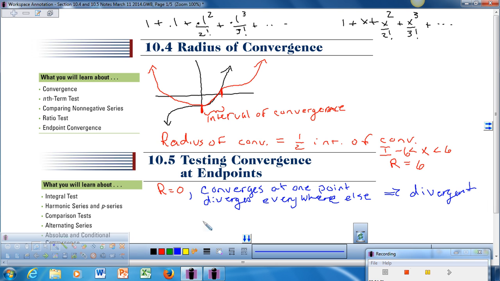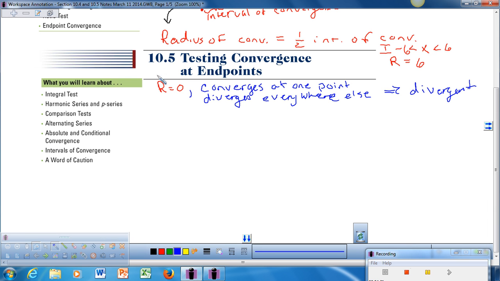Okay? All right. The second situation that can happen is our radius of convergence could be infinite. What would happen then? It's the exact same as the function. It converges for all x.